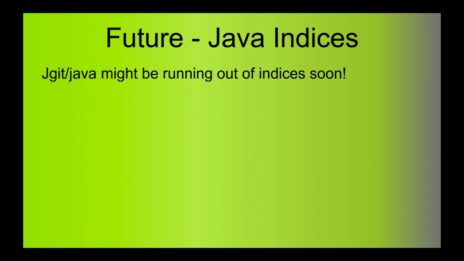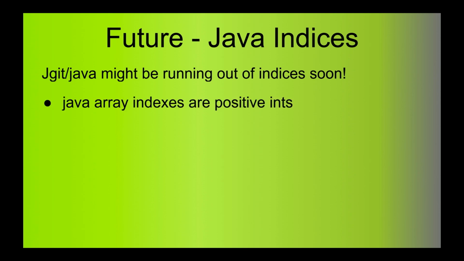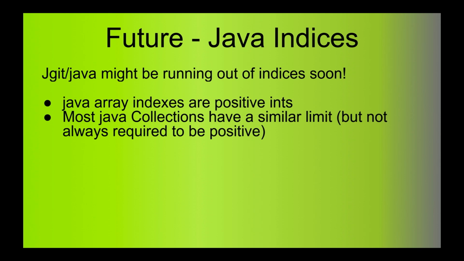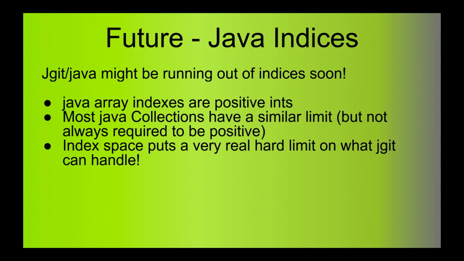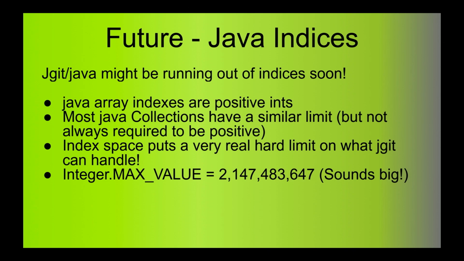Here's the problem I'm worried about. No one's talked about this, but maybe it's a Java-specific problem. Java indices are ints. What does that mean? Most of our collections in Java, your lists, your maps, etc., have an index that is an int. That's 2 billion, because it's a positive int, not even an unsigned. So we only have 2 billion.